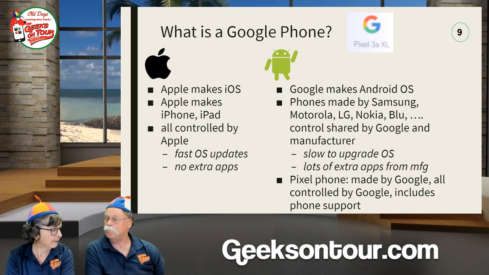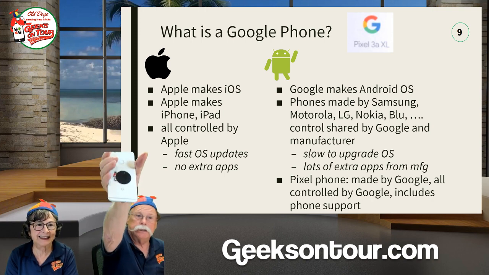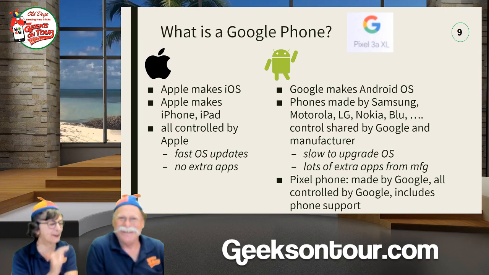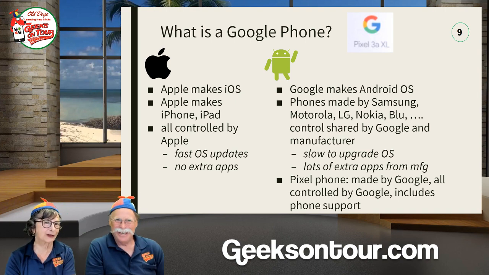It's pretty good. So how can you tell that that is a Google phone? It has a G on the back. See that? Can you see the G? Whereas an Apple phone has an apple on the back, this has the Google G.